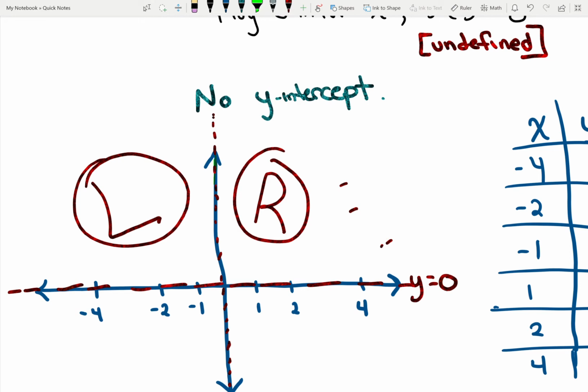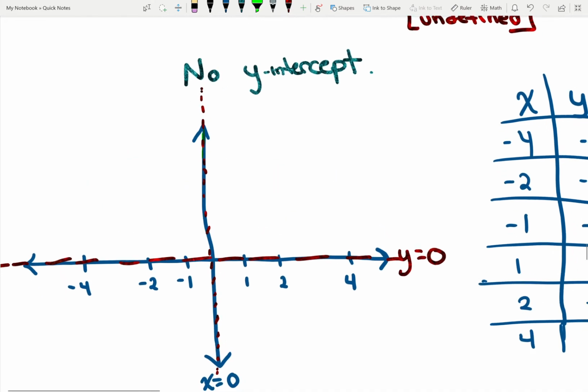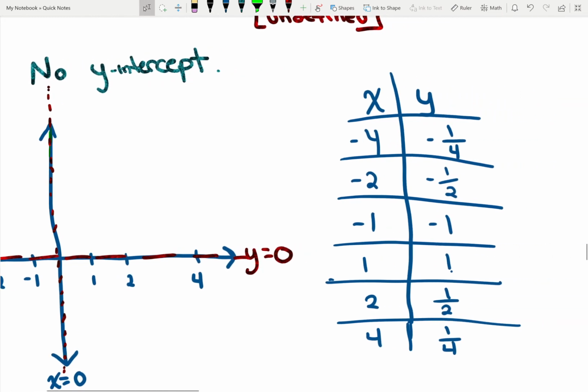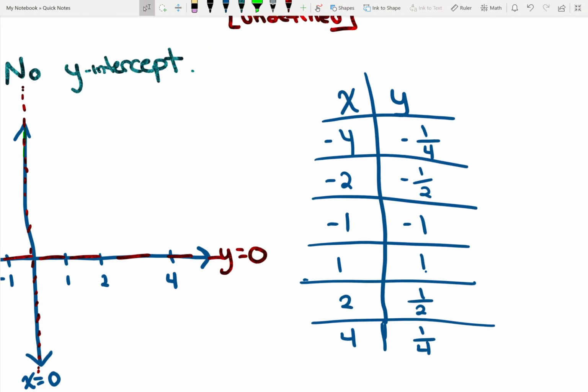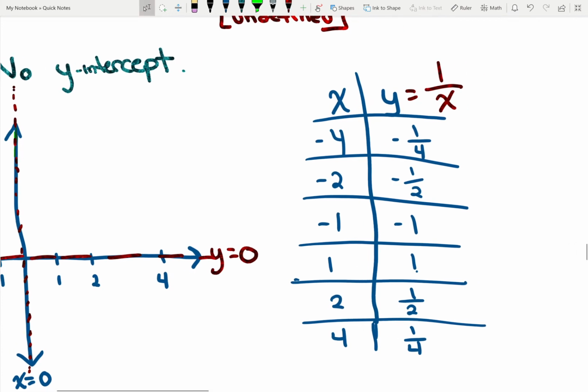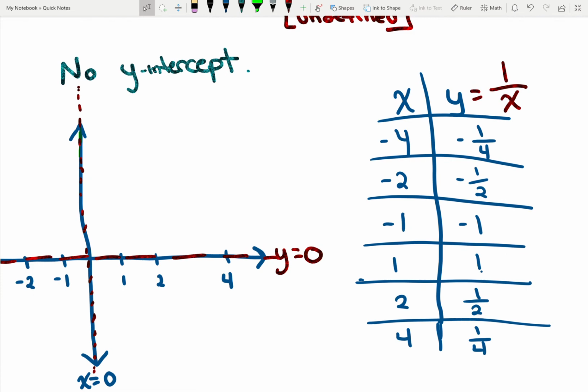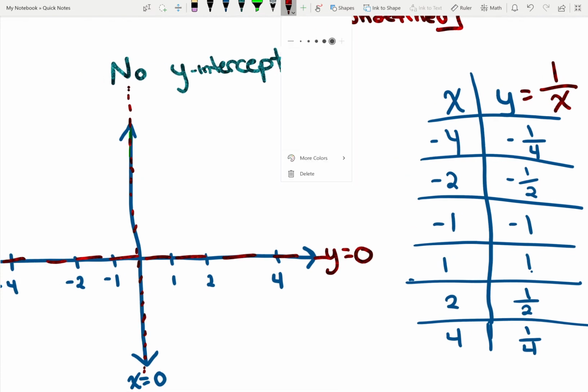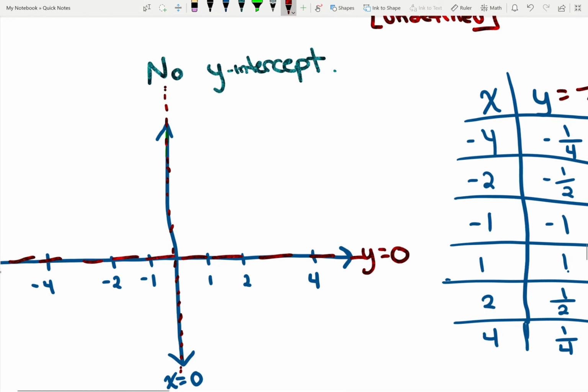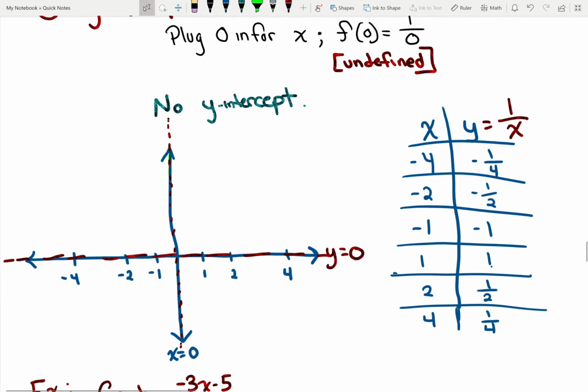Okay, so I plugged in minus 4, minus 2, minus 1, 1, 2, and 4 into my function, which was 1 over x. So if you plug in minus 4 into 1 over x, you get minus 1 over 4, and so on and so forth. What's going to happen here is I'm going to start plotting these points. I'll zoom out to make our life a little bit easier.